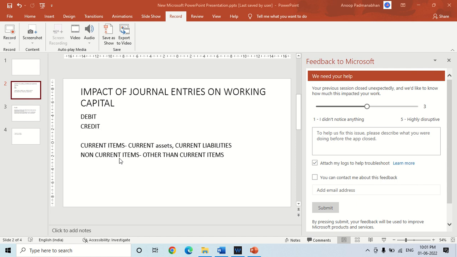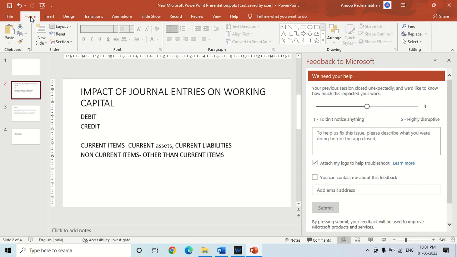Current items or non-current items. So we will see what are current items. Current items means when we are writing the journal entry, either the debit or the credit includes current assets or current liabilities. We could say current assets examples are debtors, bills receivable, stock, all those things. And current liabilities examples are creditors, bills payable, all those things.